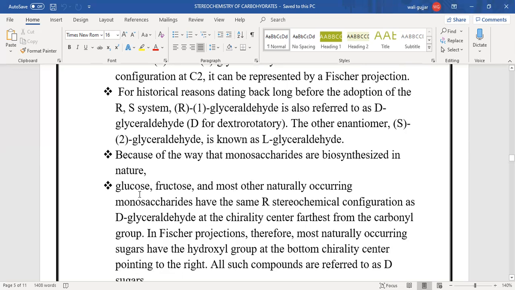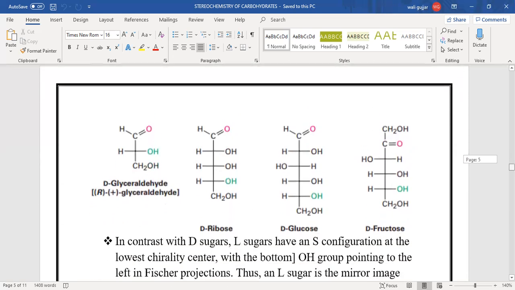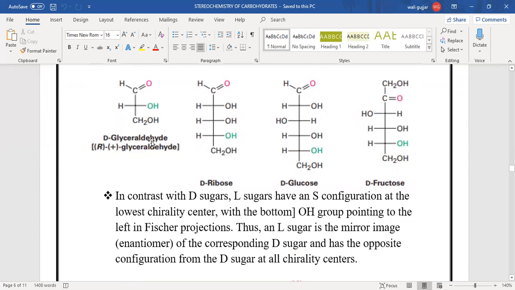because of the way the monosaccharides are biosynthesized in nature. They are named so. Glucose, fructose, and most other naturally occurring monosaccharides have the same chemical configuration as D-glyceraldehyde at the chirality center furthest from the carbonyl group. In Fischer projections, therefore, most naturally occurring sugars have the hydroxyl group at the bottom chirality center pointing to the right. All such compounds are referred to as D sugars, like D-glyceraldehyde, D-ribose, D-glucose, and D-fructose. All these are examples of D sugars.